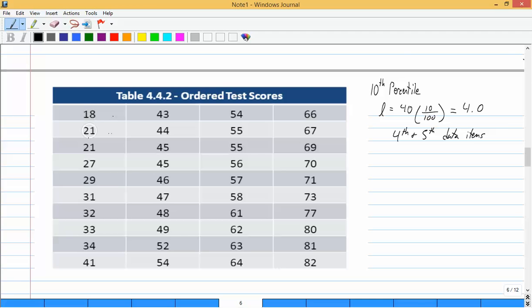You can see how these are sorted down like this, right? So 1, 2, 3, 4, 5. We want to find the average of those two. So 27 plus 29 divided by 2. And that's going to be the 10th percentile. So that would be 28. Even though that data item is not there, that is our 10th percentile.